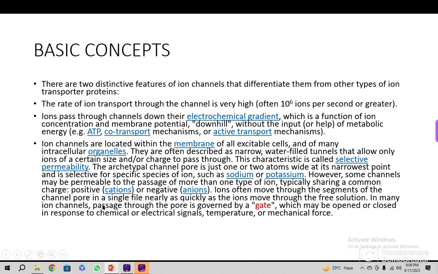In many ion channels, passage through the pore is governed by a gate, and that is the gate I have already mentioned. It's closed or open, and may be opened or closed in response to chemical or electrical signals. It depends upon the temperature. It depends on mechanical force. And they are working on this, how temperature opens, how mechanical forces work, etc. They open the gate, and then the action takes place. This is the concept.